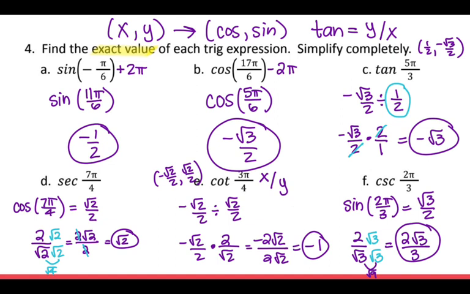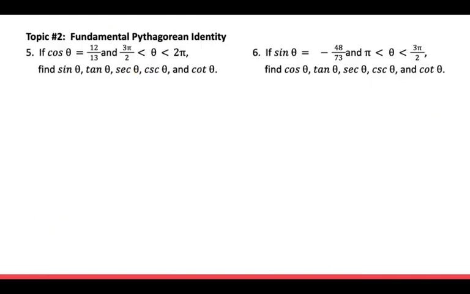So big picture, when you're finding the exact values on the unit circle, just remember cosine is x, sine is y, tangent is y over x. And then for your reciprocal functions, secant is the reciprocal of cosine, cotangent's the reciprocal of tangent, and cosecant is the reciprocal of sine. All right, on to topic 2, fundamental Pythagorean identity.